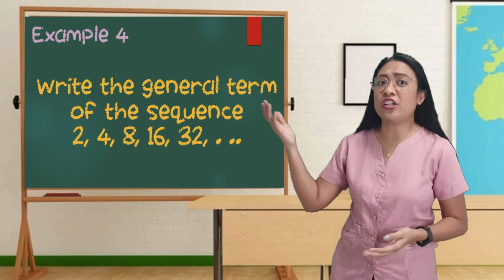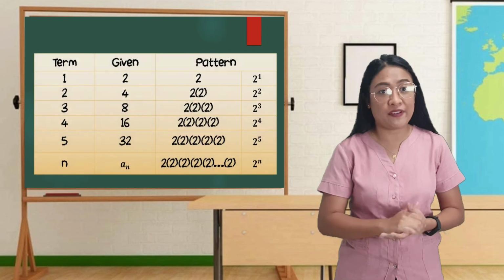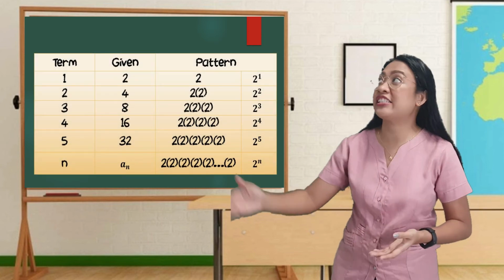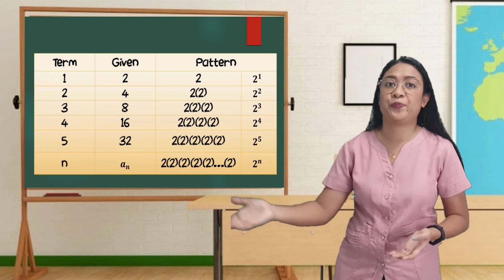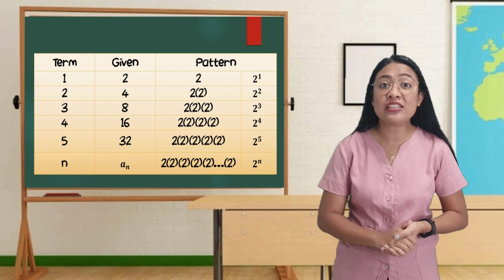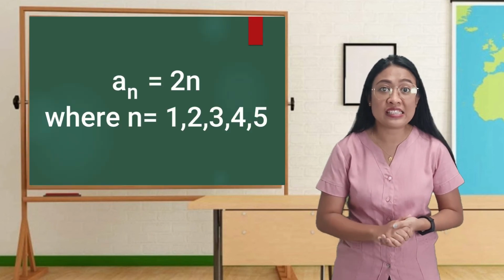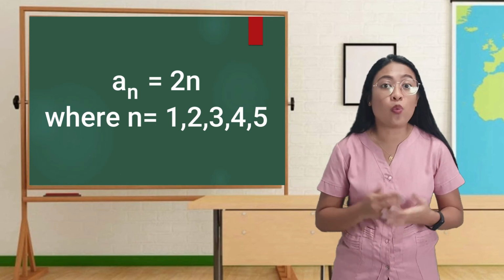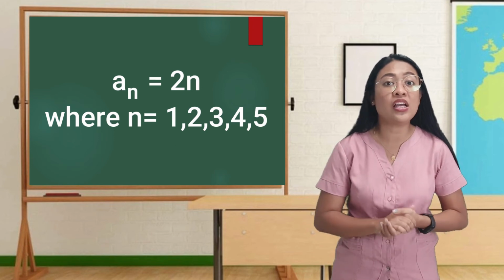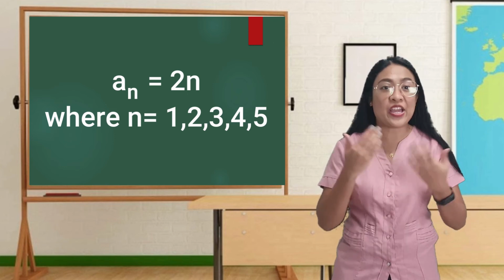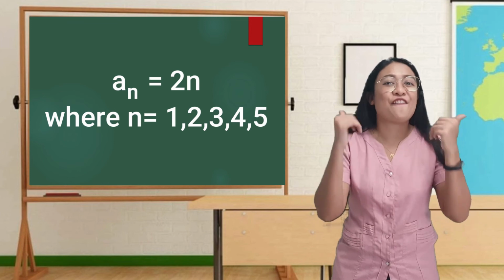Notice that each term is 2 times the previous term. We can see the pattern using this tabular form. Therefore, the nth term of the sequence is a sub n is equal to 2n, where n is equal to 1, 2, 3, 4, and 5. I hope you get that. Very good.